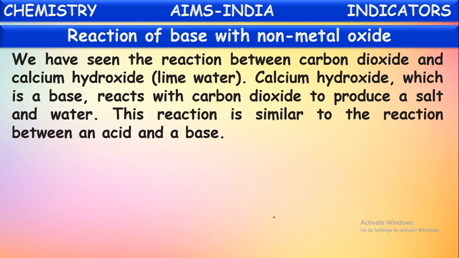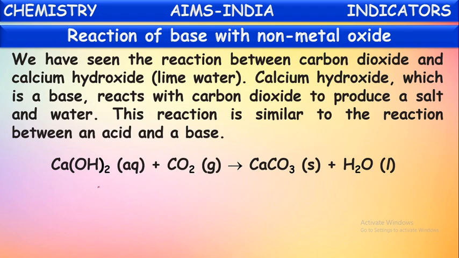What salt is formed in that? Calcium carbonate salt is formed, along with water. This reaction is similar to the reaction of acids with bases, isn't it? What we said in the reaction of acid and base is that they form salt and water. Here, carbon dioxide is also forming salt and water on reaction with a base. So this is similar to the reaction of an acid with a base, isn't it?